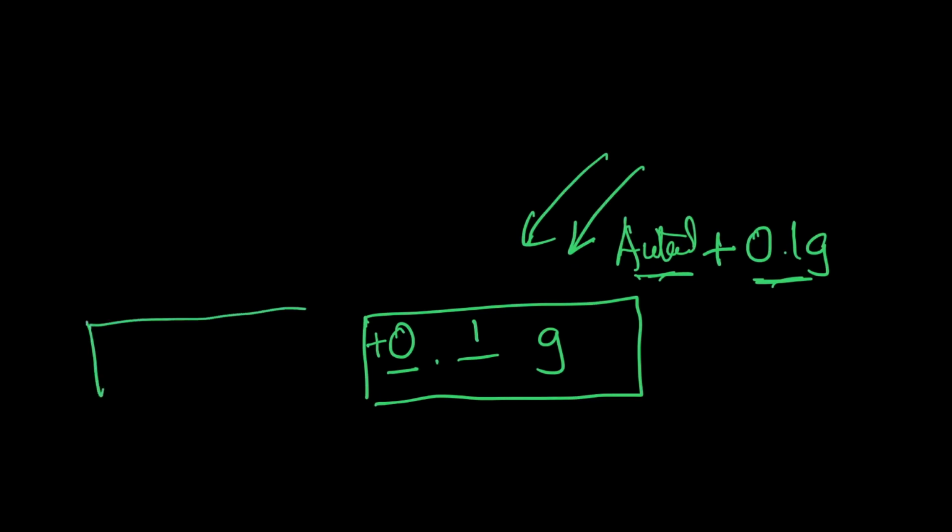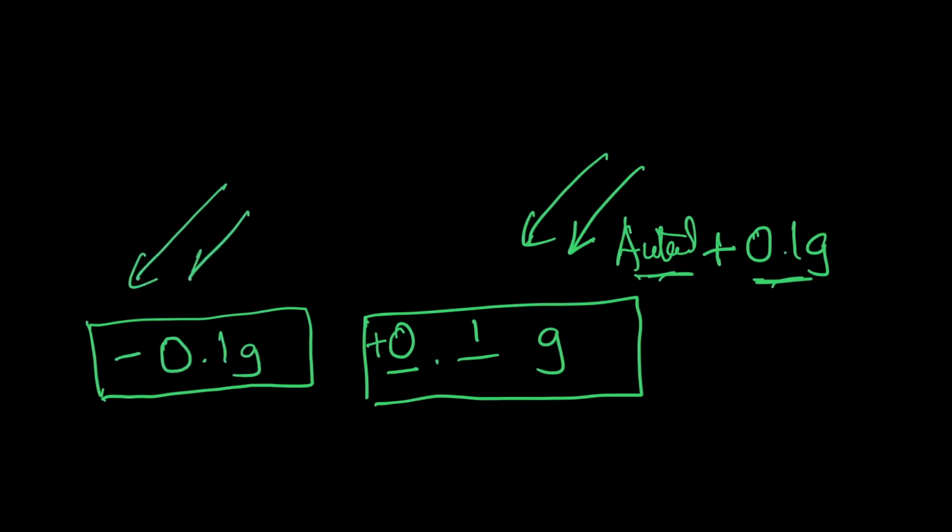If you take another machine, and let's say the same bakery has another machine which is showing minus 0.1 grams and you put something on it, that means whatever the actual reading is उसमें से 0.1 gram हमेशा कम मिलेगा. So either you are always above or you are always below.